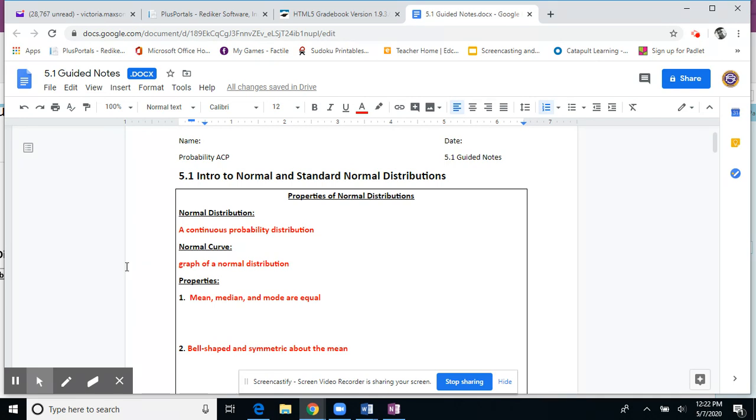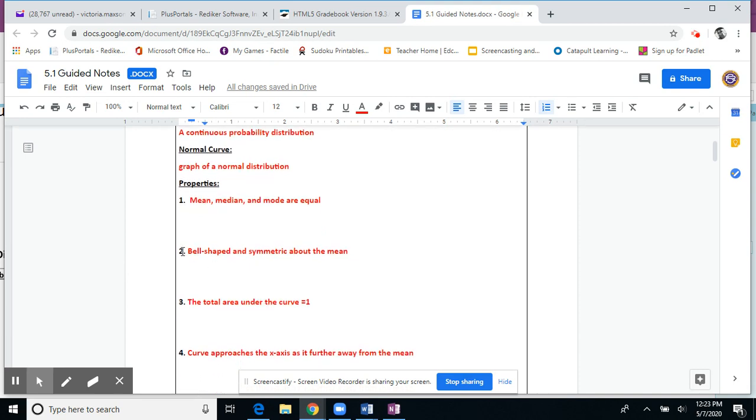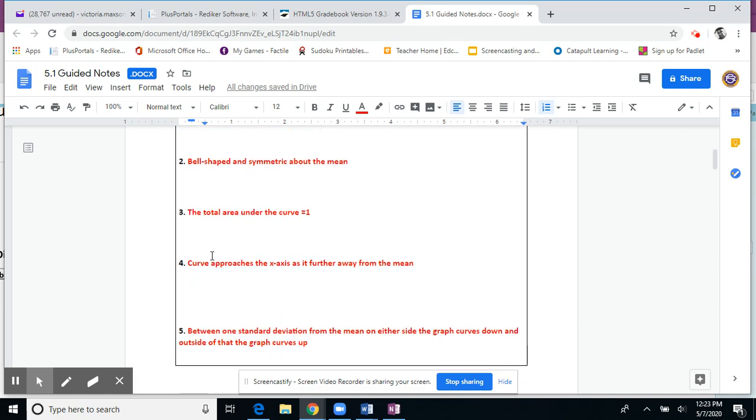So a normal curve is the graph of a normal distribution. And we've looked at normal curves before. It looks like a bell-shaped curve, which is actually the second property here on our list. So it's bell-shaped and symmetric about the mean. So the mean is in the middle. The first property is that mean, median, and mode are all equal. The total area under the curve equals 1.